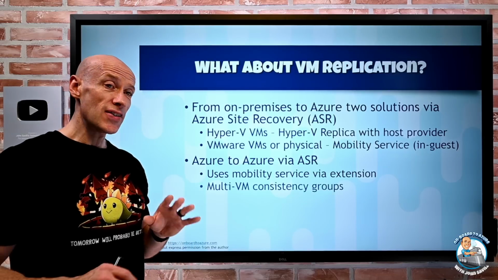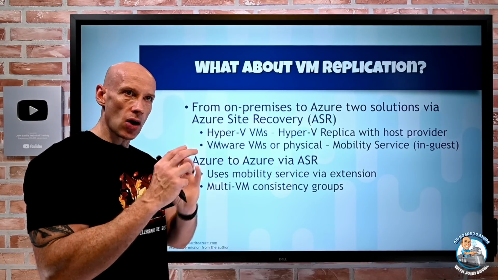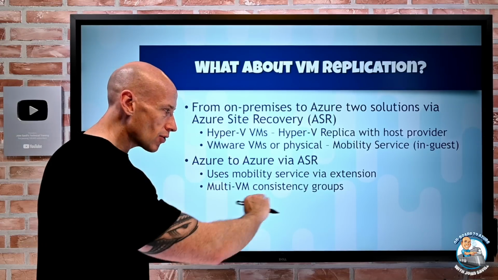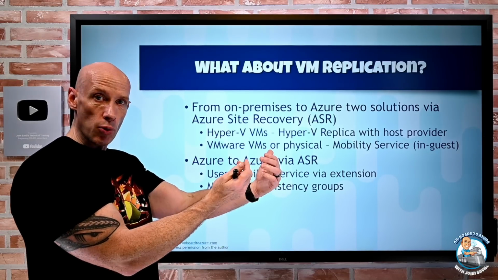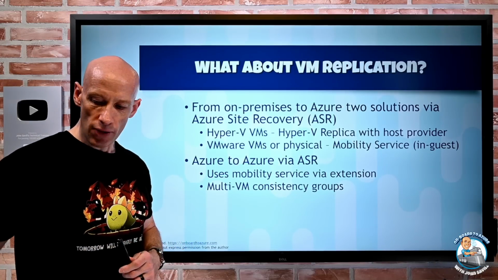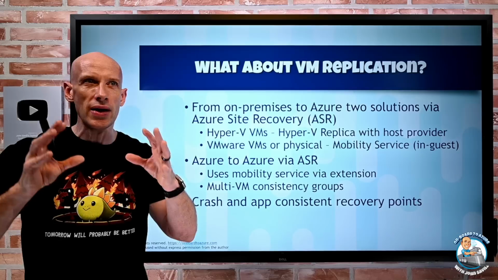And one of the nice things about here is I might have multiple VMs that need to be at the same point in time when I fail over. So I can actually create consistency groups that have the same app or crash consistent recovery points when I actually failed over. Which brings us to, you do have different thoughts about the point in time.